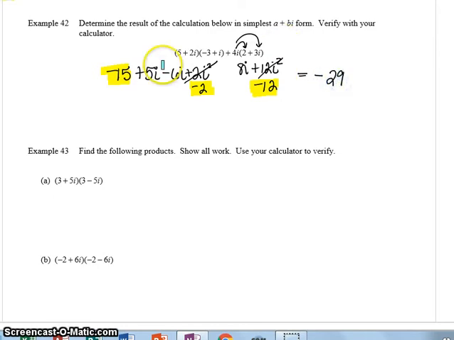Now I have a 5i minus 6i, that's negative 1i. Negative 1i plus 8i is plus 7i. And again, there's your a, there's your bi form.